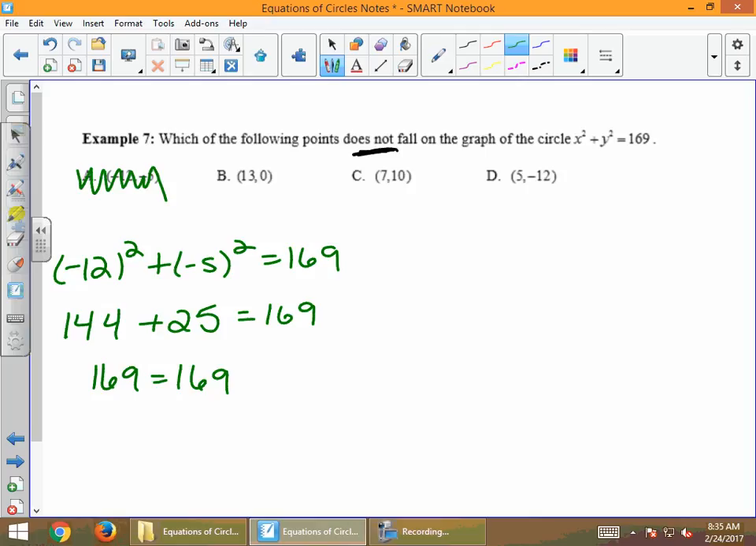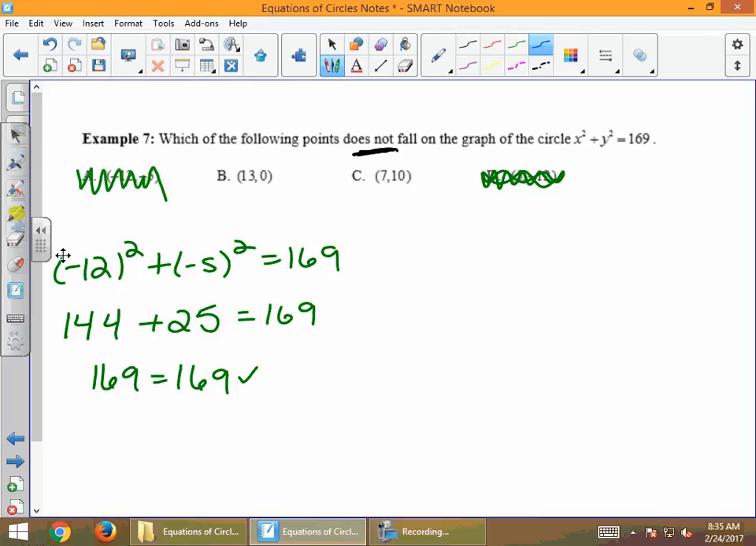We got the same thing on both sides. You can also cross D because those are the same numbers. It doesn't matter if they're flip-flopped. It doesn't matter if they're negative or positive, because when you square a negative, it turns to a positive. So A and D aren't going to work because they're the same numbers. So it leaves us to B or C.